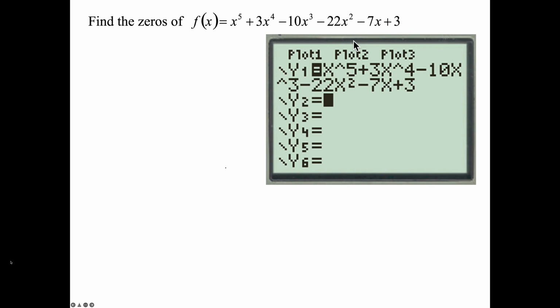Wait a minute. This is a power of 5. That means I have at most 5 zeros. But my rational zero list has only 4 possible zeros. What's going on here? All right, so I need to graph this right away to get a picture of what's happening. So go to your calculator, enter it in: x to the 5th plus 3x to the 4th minus 10x cubed minus 22x squared minus 7x plus 3.